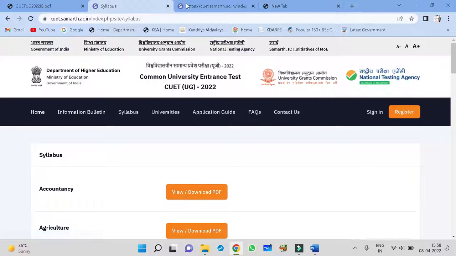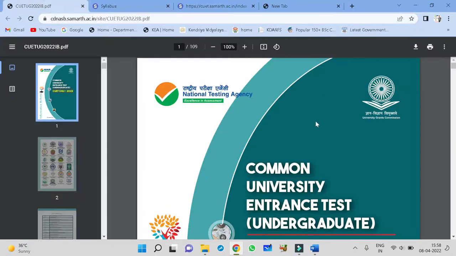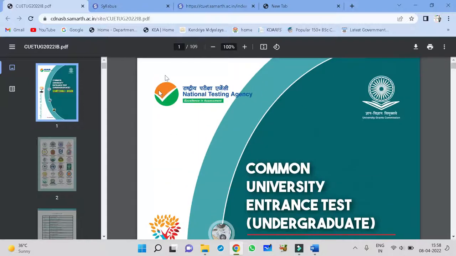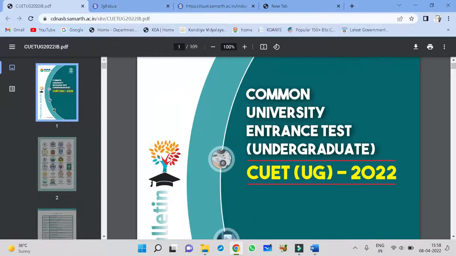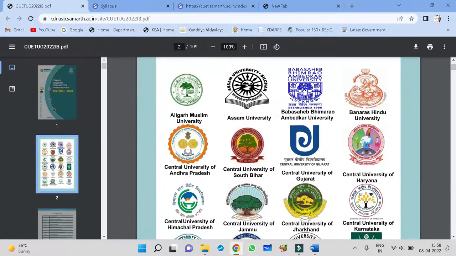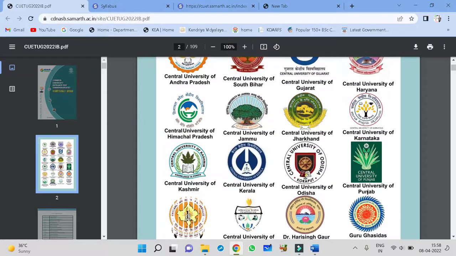This is the information bulletin which talks completely about the National Testing Agency, NTA, which will conduct JEE and NEET. In the same way it will conduct this CUET, Common University Entrance Test 2022, right? So this is the information bulletin. See, these are the universities they have mentioned, right? So many universities are there. Just go through this.